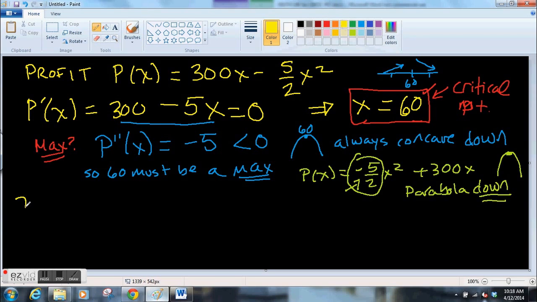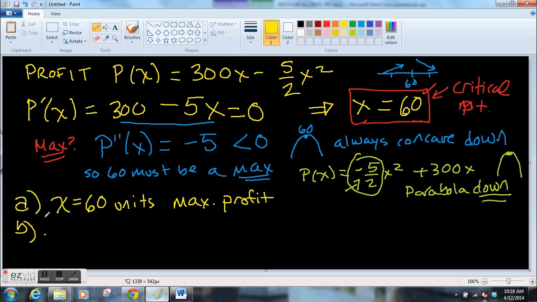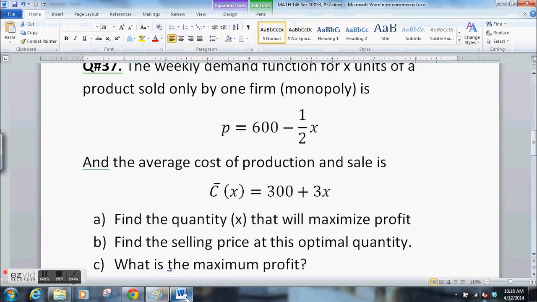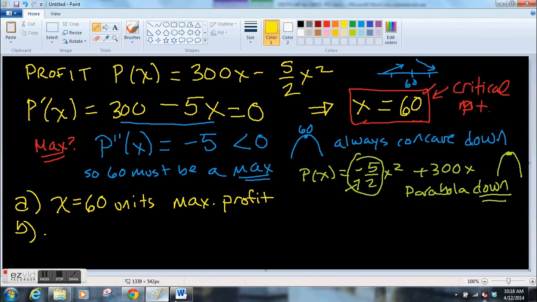So all I've been doing here is confirming that this is in fact the maximum profit and not the minimum profit. So part A says what x value maximizes profit. So if you produce 60 units, that maximizes profit. So that's the answer to part A. Part B says find the selling price at this optimal quantity. So now we have the optimal quantity, we can just plug it into these equations.